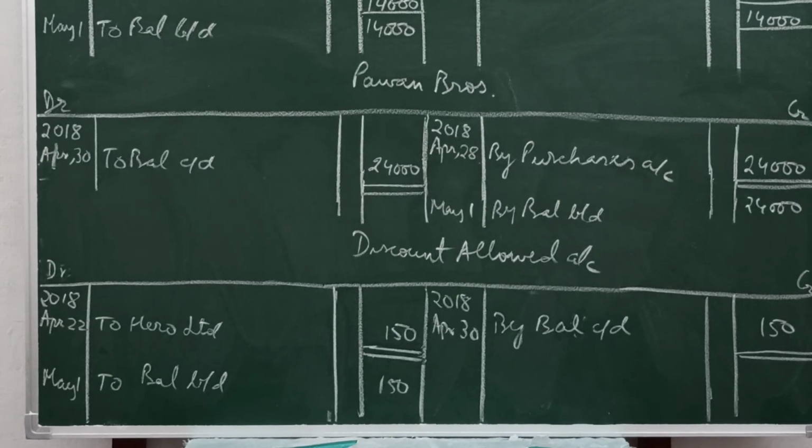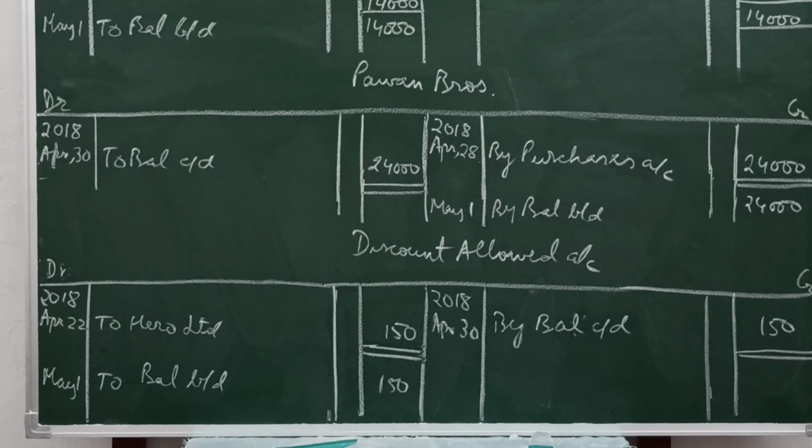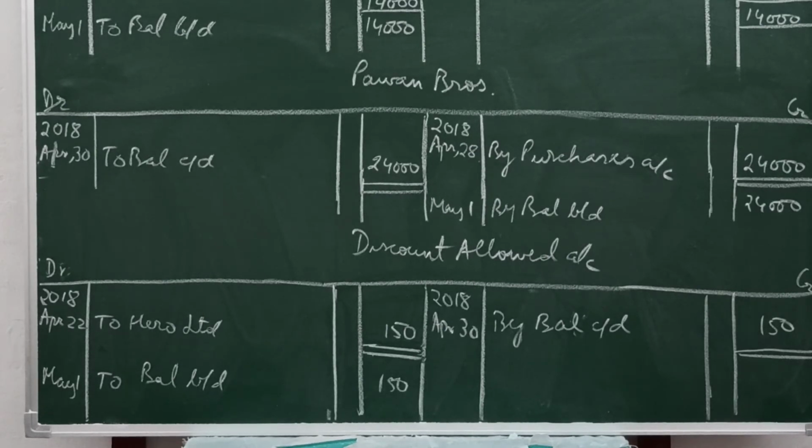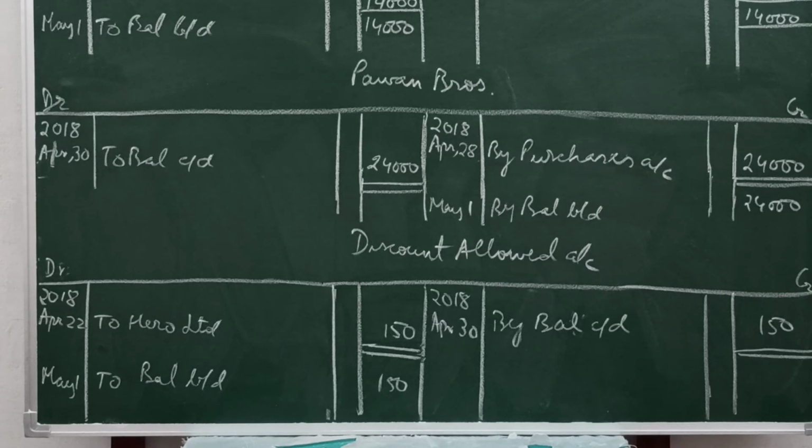On 22nd, there is a compound entry, cash account debit 8,850, discount allowed account debit 150, to Hero Limited 9,000. Now since you are preparing the discount allowed account only, you will have to show discount allowed of 150, not of 9,000 or not of 8,850. If you use your logical thinking, you never allow so much discount, you allow only a small amount. So you have to be very careful when writing the figure. In front of discount allowed, it is 150.